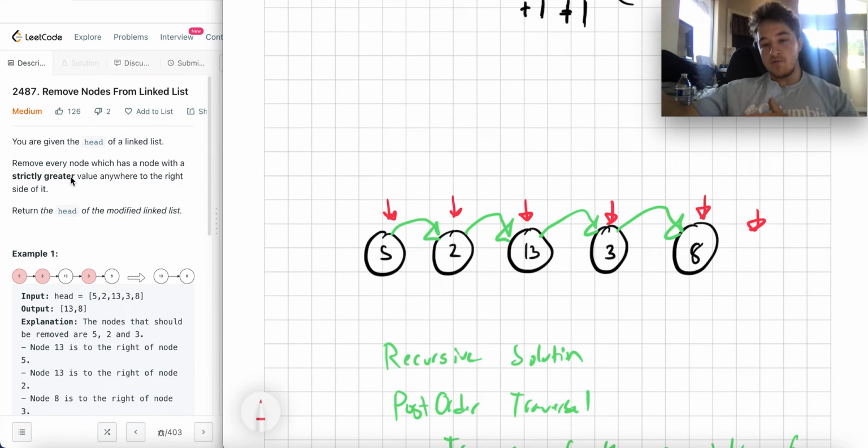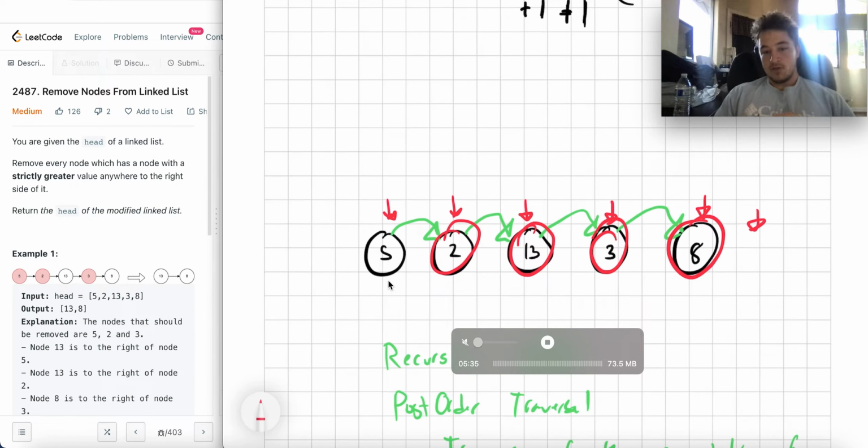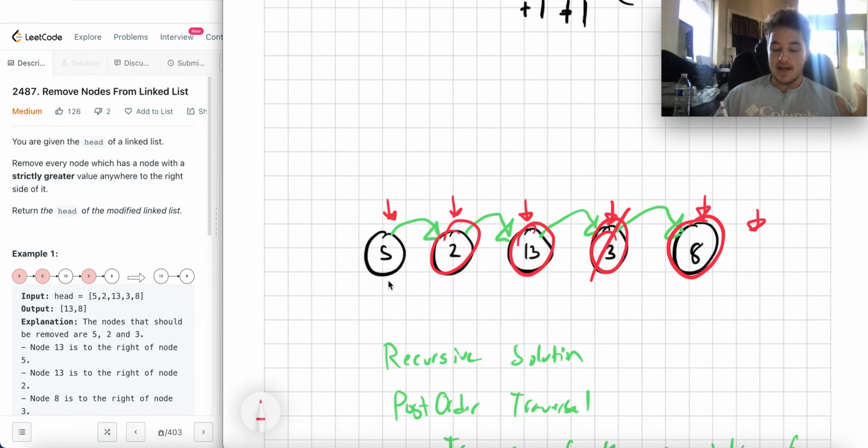If I'm looking just at 2, what makes it such that 2 is getting removed? 2 is getting removed because 13 and 8 are to its right. Actually, 13, 3, and 8 are causing 2 to be removed, because there's a value that's strictly greater than 2 to the right of 2. But we don't need to consider 3 and 8.